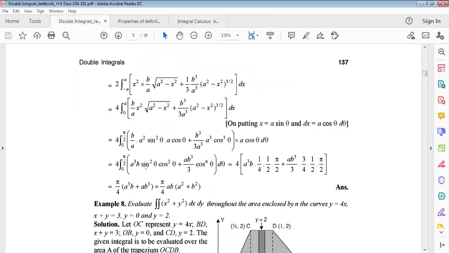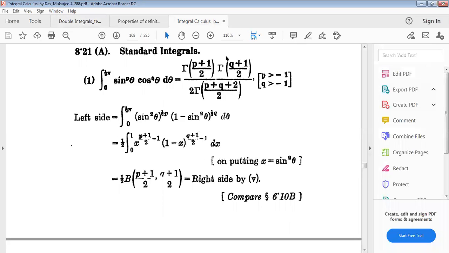In this, sin to the power p means what? P means 2, and q means what? Q means also 2. And here, sin to the power p means what? P means 0. And q means what? Only 4. Just putting this into this integral formula, we will get the required result. Try it at home. I hope you can do this.